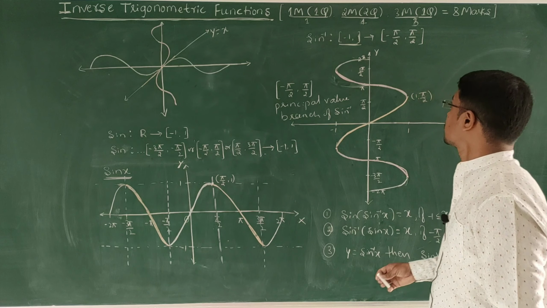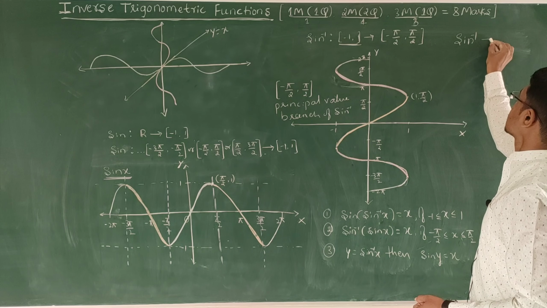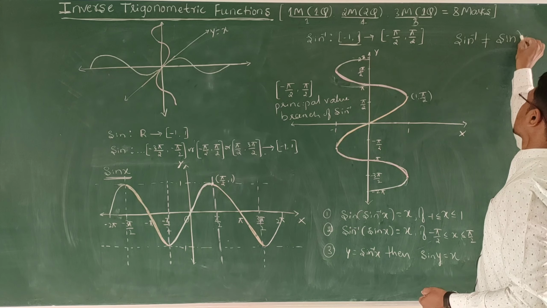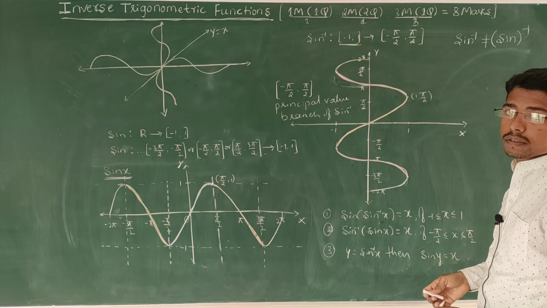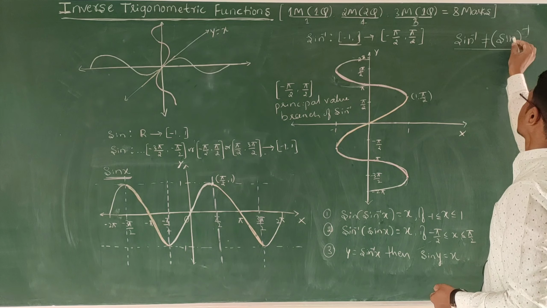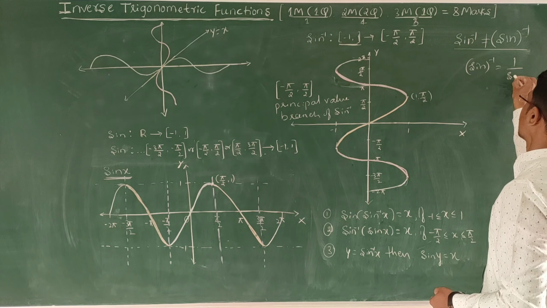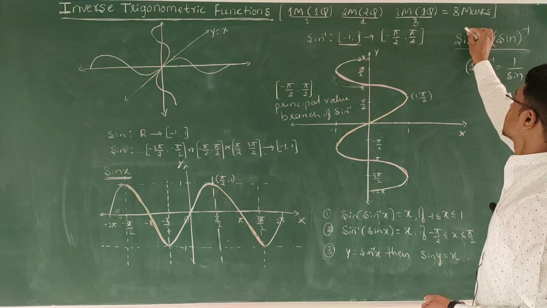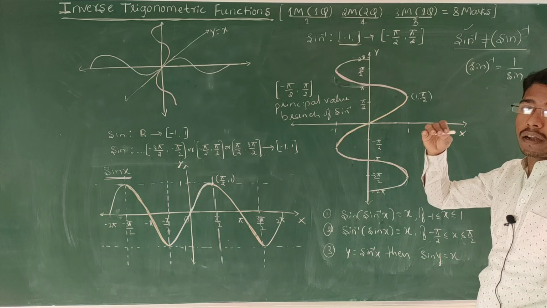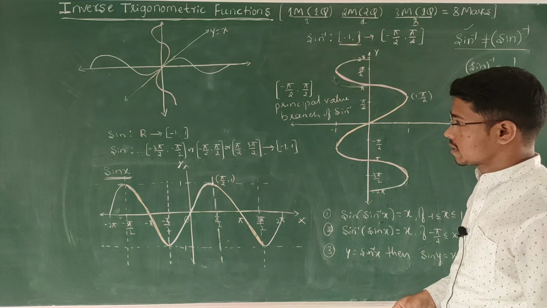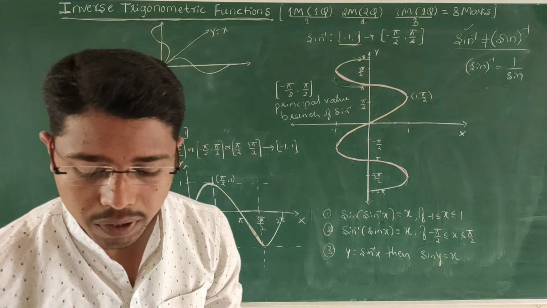And some more important notes: sine inverse is not equal to sine whole inverse, right? This is very important, because sine bracket inverse will always equal 1 by sine. So this is different from this. Sine inverse is different from sine bracket inverse. Okay, so let's see some problems on this sine function.